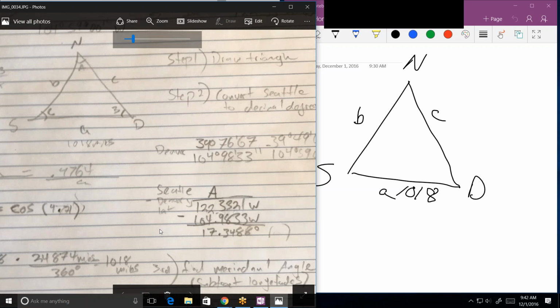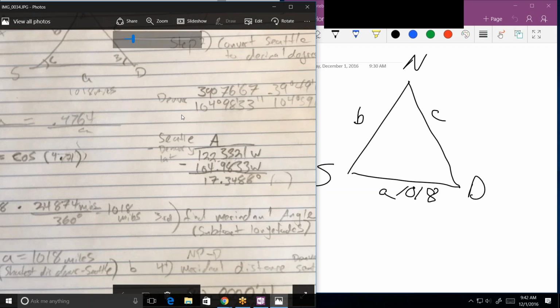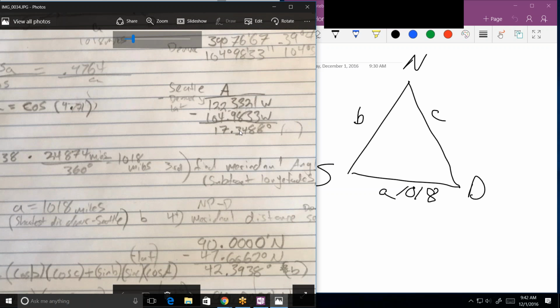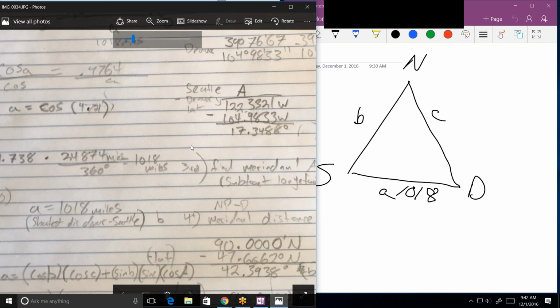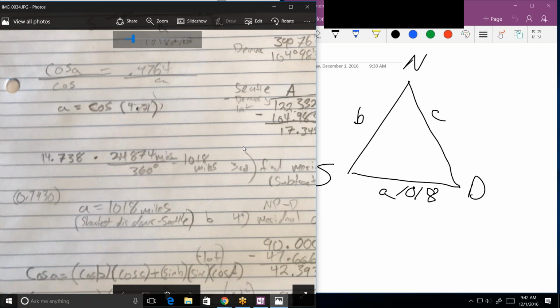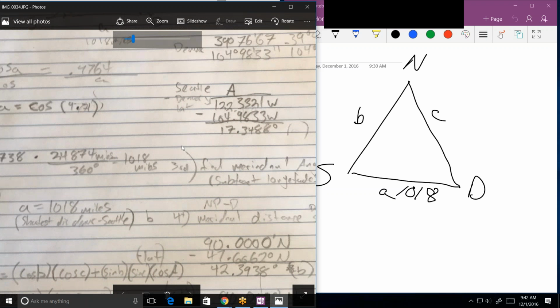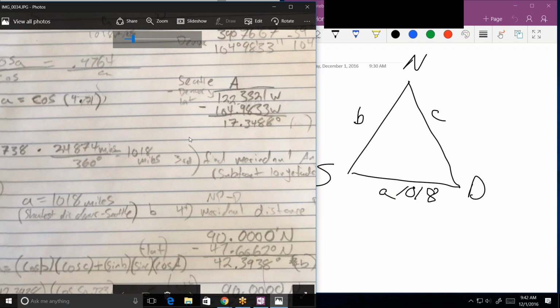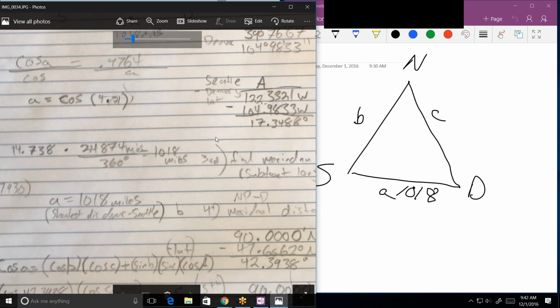And Denver's latitude is 104. So we came up with this angle, 17.3488 degrees. Right. Now the question is what do we do with that number? So for that number, go ahead. I believe we plugged it into a cosine.